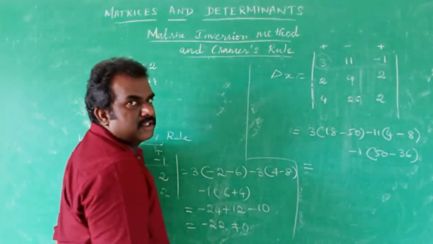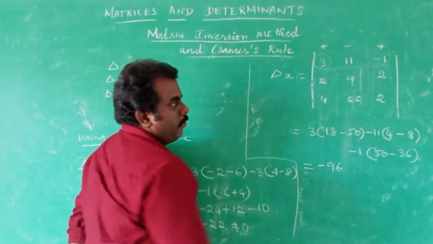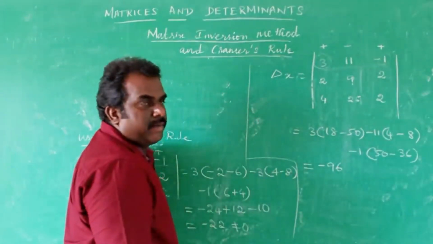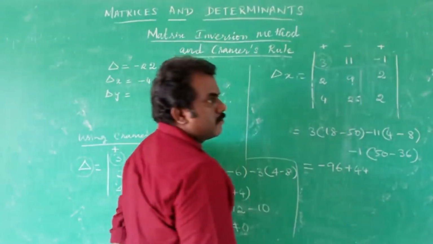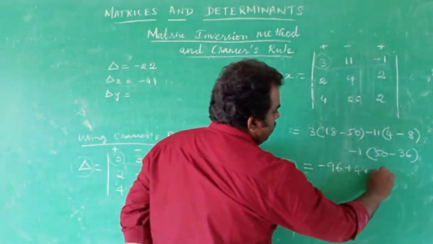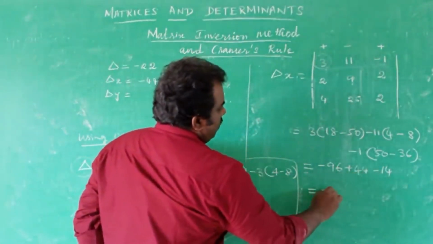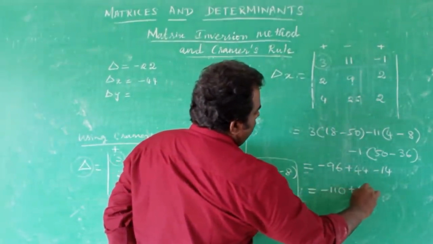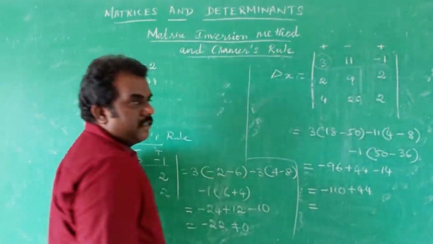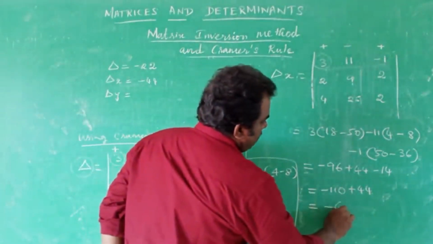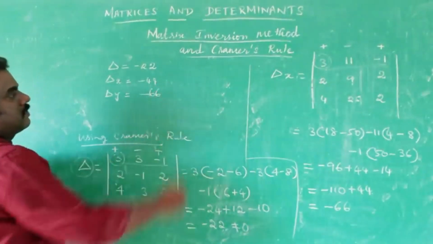18 minus 50, that is minus 32. Minus 32 into 3 is minus 96. That 4 minus 8 is minus 4. Minus 11 into minus 4 is plus 44. 50 minus 36 is 14. That minus of 14 is minus 14. Then minus 96 minus 14 is minus 110 plus 44. Minus 110 plus 44 is minus 66. Now the value of del suffix y is minus 66.